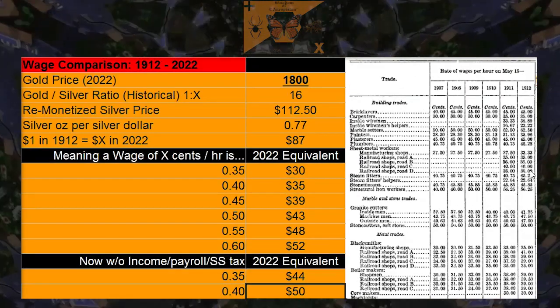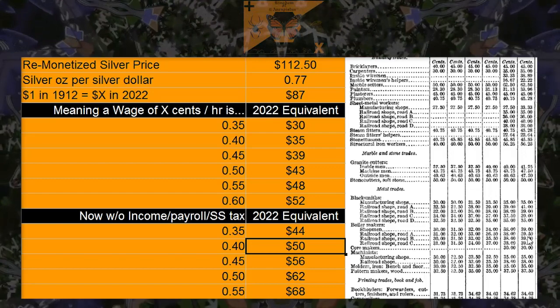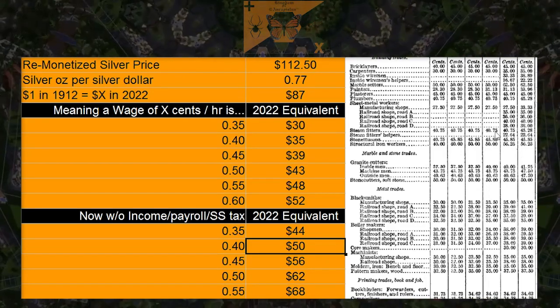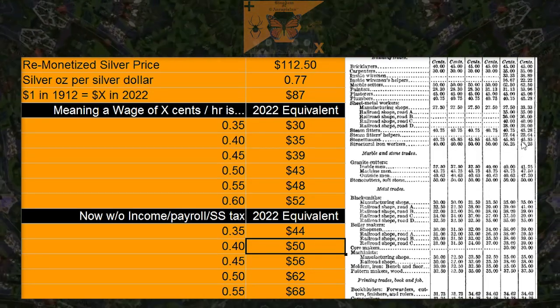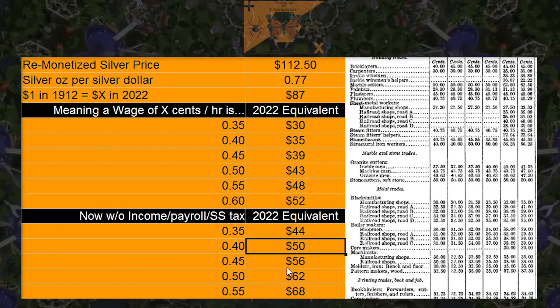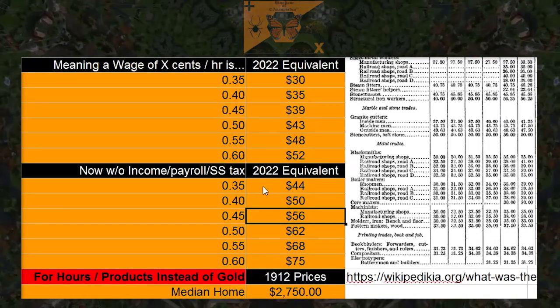Yeah, most of them are about 40, it looks like. 40 is pretty much average. There's not really many above 45, which is 56 cents an hour.